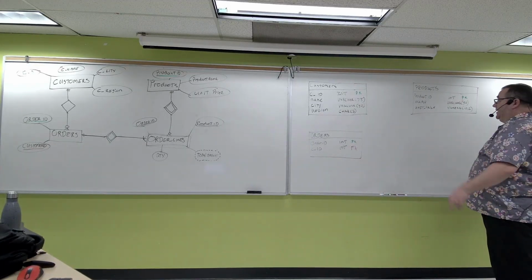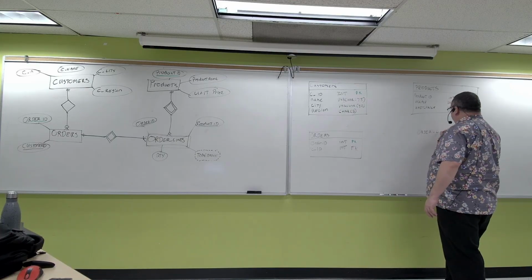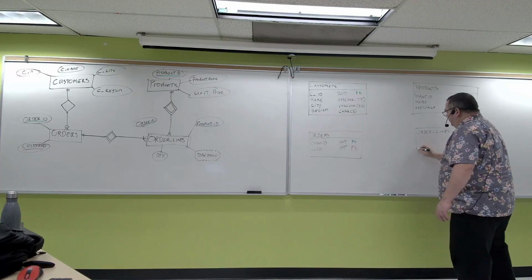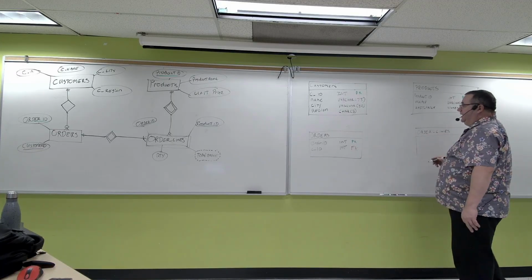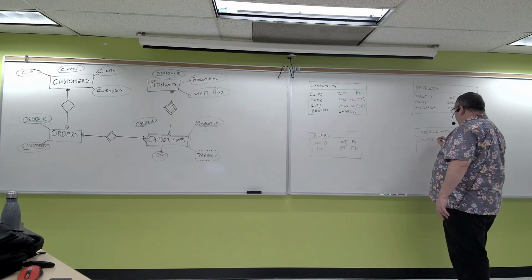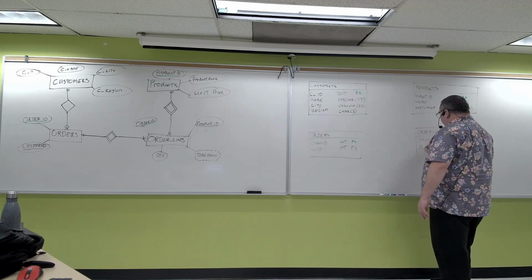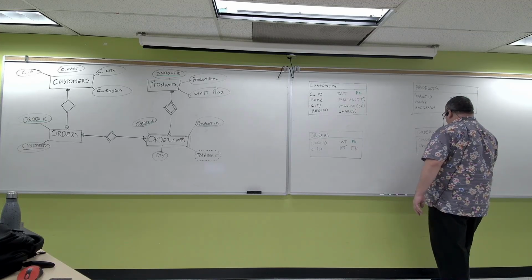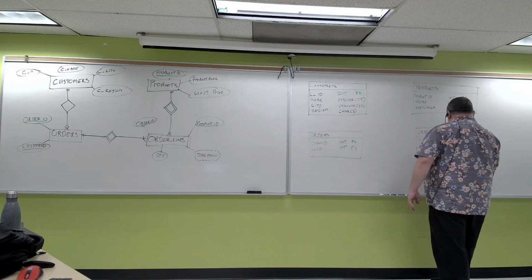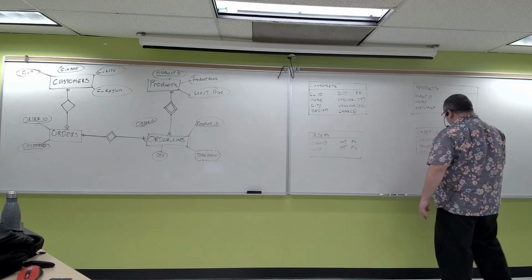And last but not least is order lines. All right. And in here we have order ID, which is an int. We have the product ID, which is also an int. Quantity, probably an int.